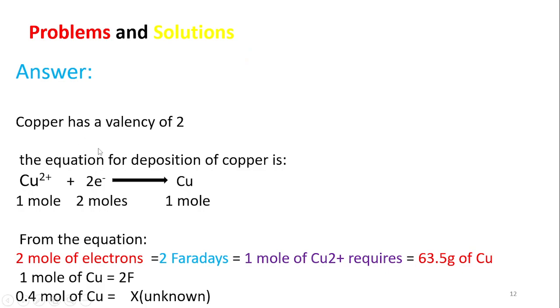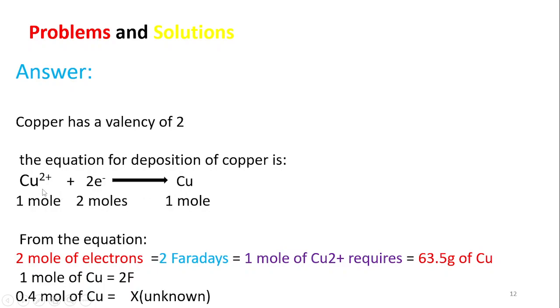As it has been stated earlier, the copper element has a valency of 2. So the equation for deposition of copper is this: the copper 2 plus ion gains 2 electrons and liberates the copper solid.